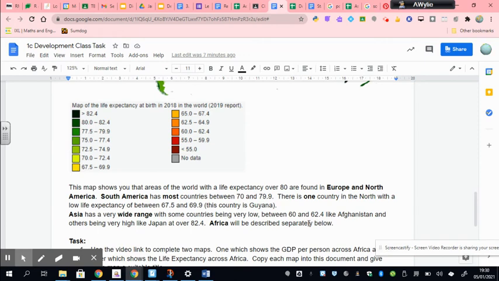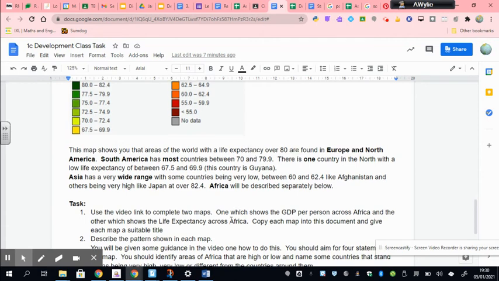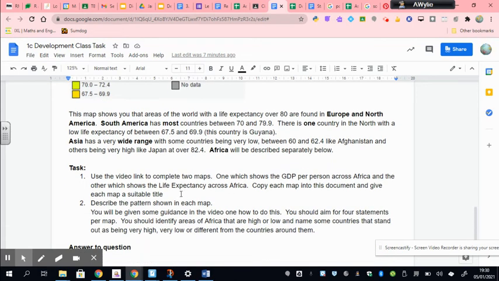Okay, so that is to show you there is a pattern, and it doesn't matter which thing I map, whether it was amount of access to clean water, literacy rates, or the two that I have mapped, I would always see similar patterns, okay? Now let's have a little look at Africa, because Africa is very interesting because it has such a wide variation in wealth and life expectancy. And that's what we're going to look at in today's main skill.